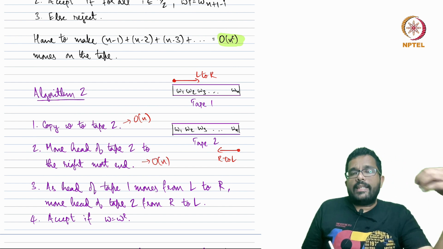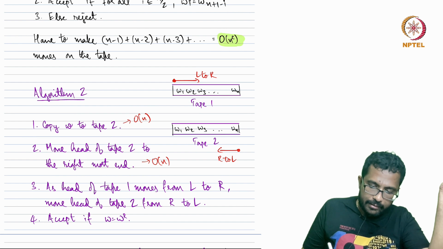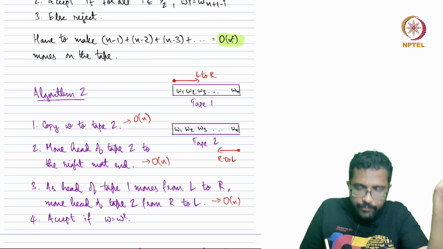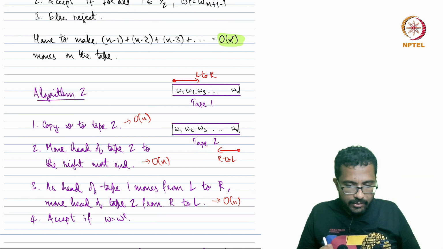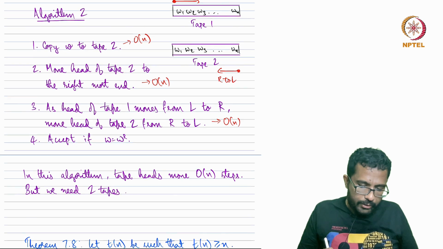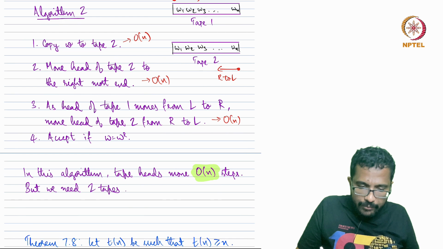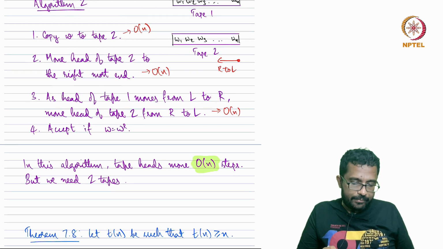Now we need to scan the input, the tape 1 from left to right and tape 2 from right to left. That also takes order n time. So every step is n time. So the total time taken is O(n). So this algorithm takes order n time, or big O of n time, whereas the previous one took big O of n square time, right?